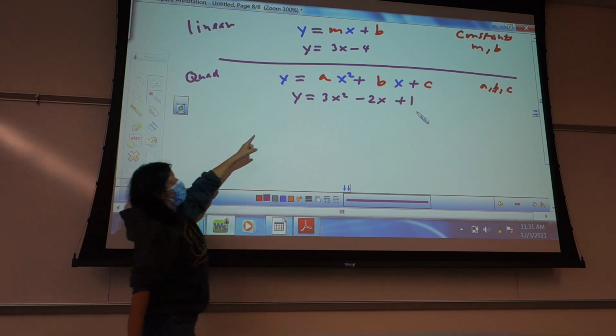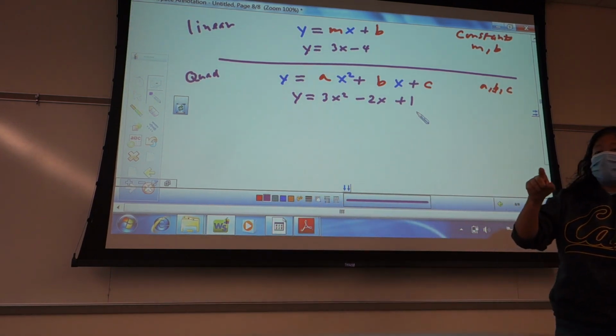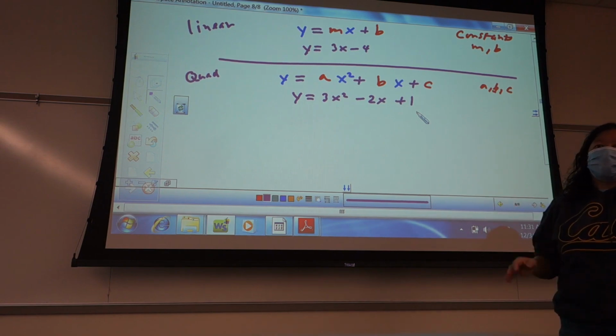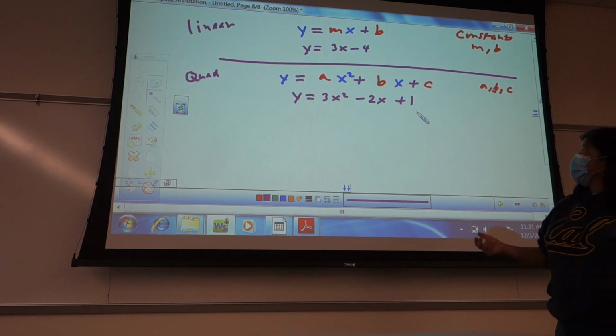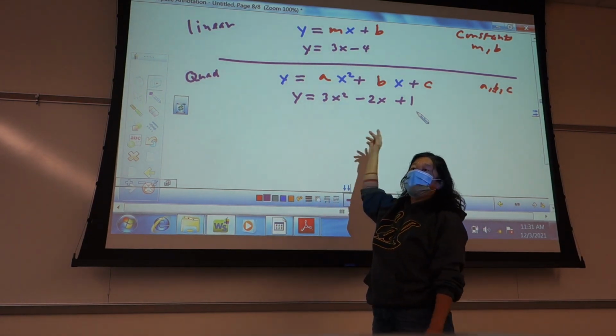So the numbers in this equation are fixed. The things that vary, the things that change, are x and y. X and y are my variables. So x will change, and as x changes, y changes. Or y will change, and as y changes, x changes.